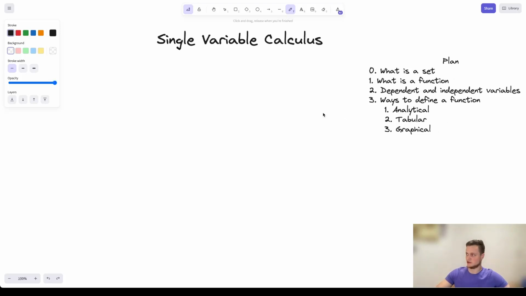The plan, you can see this on the right, so we'll start from the definition of a set, then we'll define a function. We'll talk about what is a dependent and independent variable, and then we'll talk about several ways to define a function. So we'll start with a set.